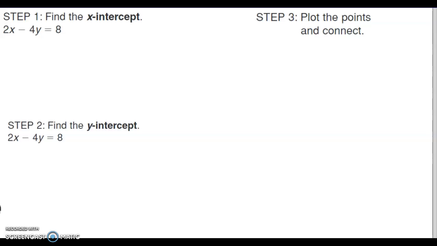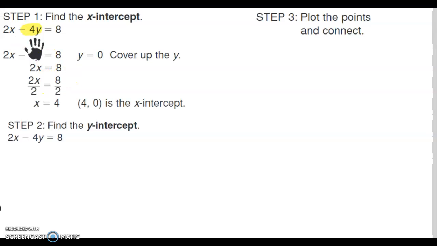Step one in graphing by intercepts is to find the x-intercept. You do that by plugging in 0 for y. Another way to look at it is just cover up the y term. Here the y term is negative 4y. We'll cover it up, and now we're just going to work with 2x is equal to 8. If you divide by 2, x is equal to 4. So when y is 0, x is 4. That's one point. That's step one.